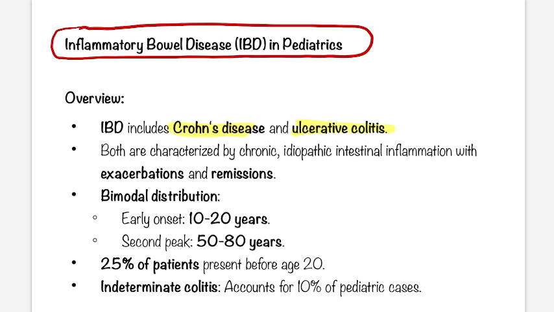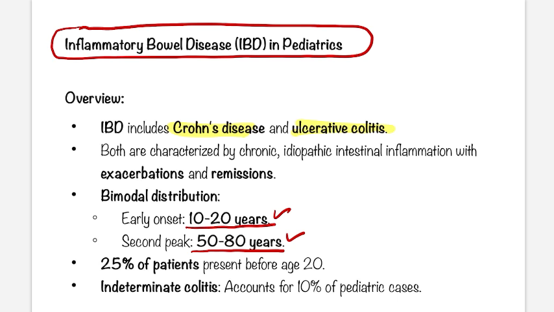Next important thing, bimodal distribution. IBD presents in the pediatric age group, that is 10 to 20 years, and a second peak in 50 to 80 years. Basically, this disease is of the pediatric and geriatric population. That's how you can remember this. In adults it is also found, but the peaks are 10 to 20 years, early onset, and a second peak at 50 to 80 years.